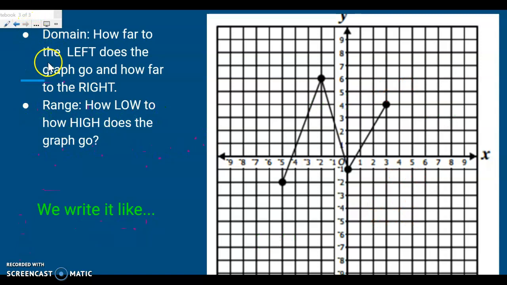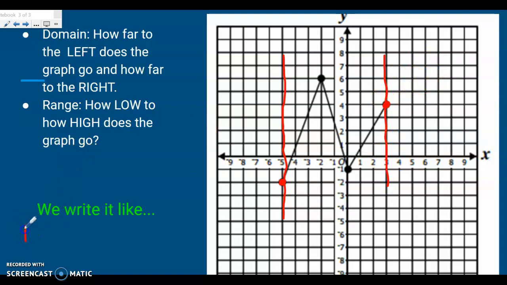If we see a graph that looks something like this, where we have lines connecting our points, for our domain, we want to look and see how far to the left does the graph go and how far to the right does the graph go. So when I look at this, I'm noticing that this point here is the furthest one to the left, right? If I follow this line, nothing else goes past that line. And if I scan to the right, follow my graph to the right, this is my furthest point to the right, and it goes through here. Nothing else goes over that.